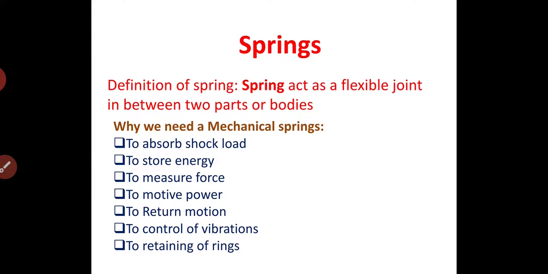Springs. The definition of spring: a spring acts as a flexible joint in between two parts or bodies. Why do we need a mechanical spring? We need it to absorb shock loads, store energy, measure force, move something as a motive power, return motion, control vibration and retain rings or valves in position.